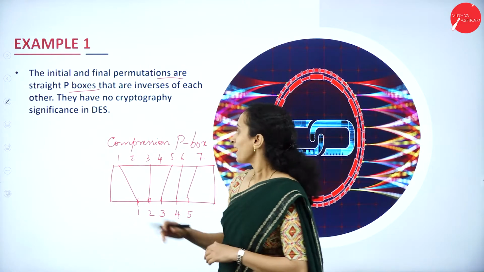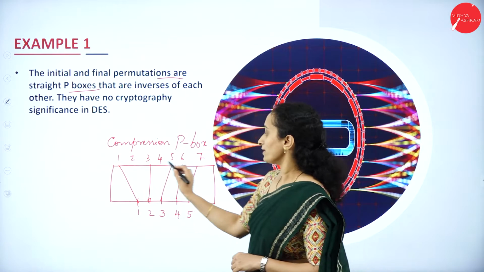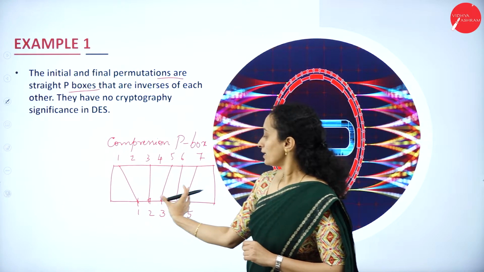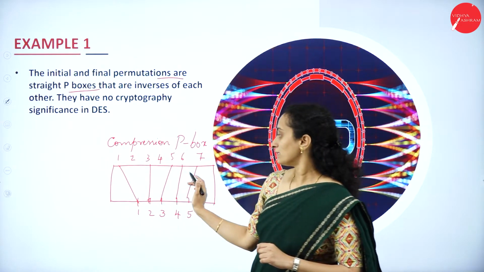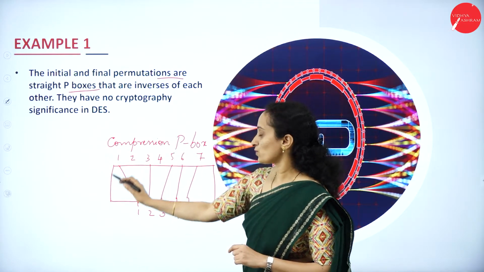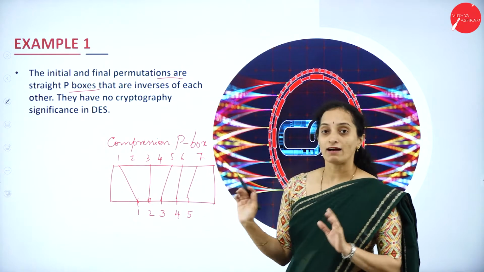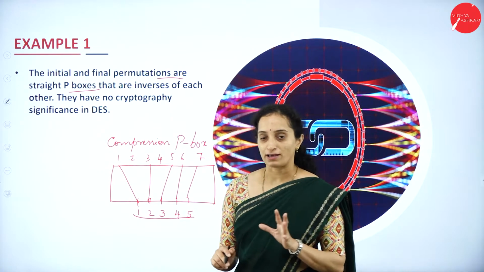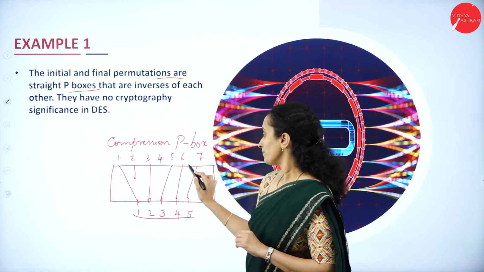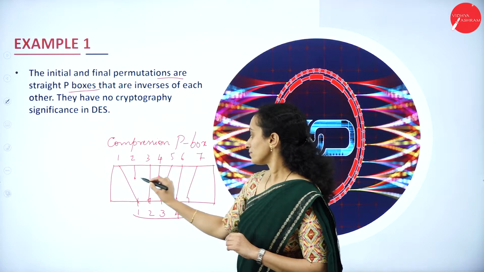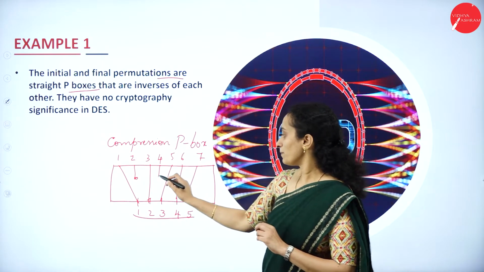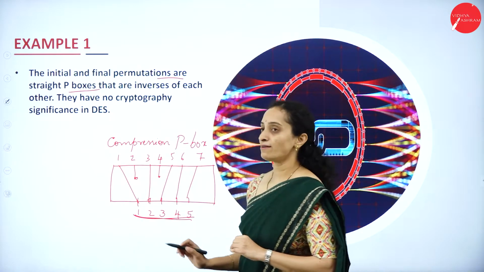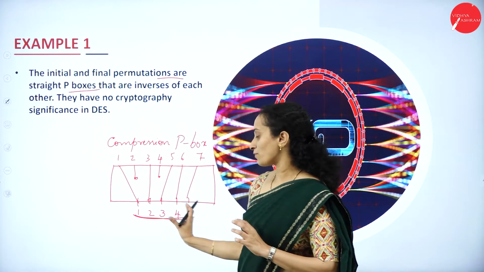Whereas in the compression P box, you will have n number of input ports and m number of output ports. The number of output ports will be less than the number of input ports, as shown in the diagram. In this example, we have 7 input ports whereas the number of output ports is only 5. Those 2 ports will be blocked and their values will be suppressed so that the output has a limited number of outputs.